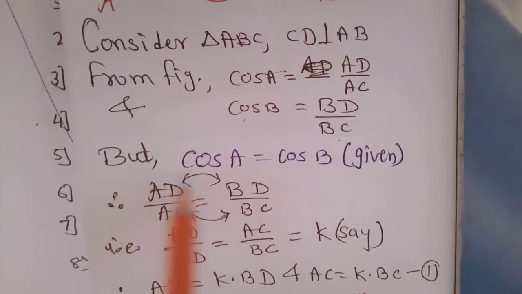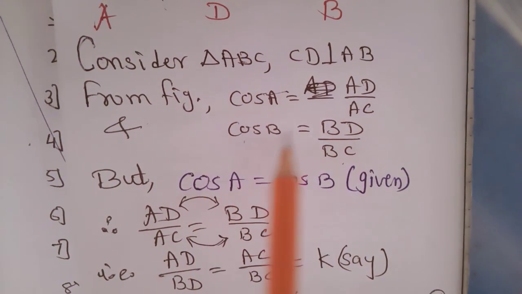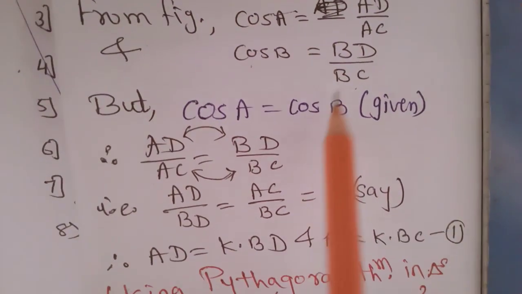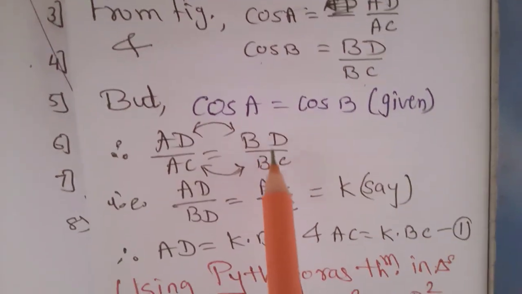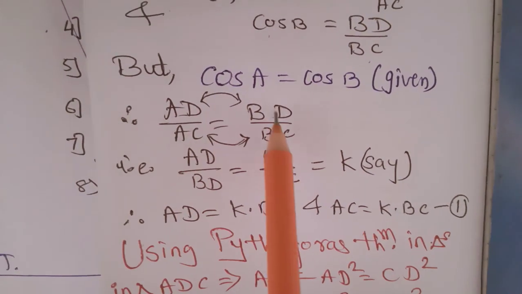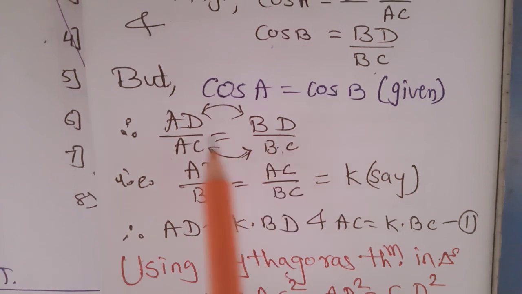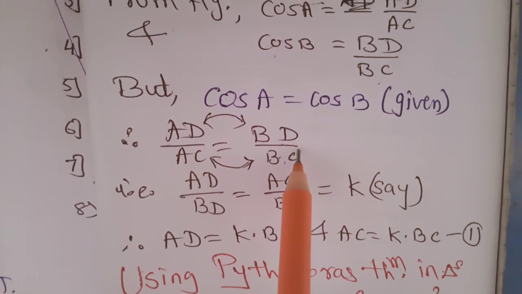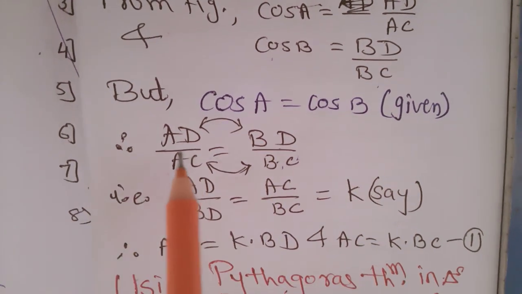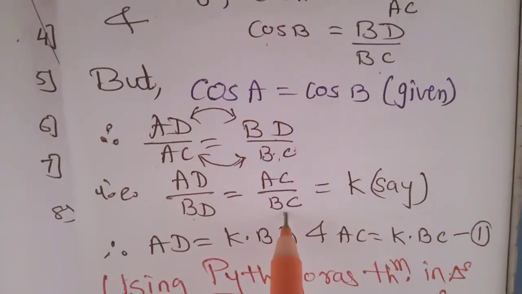But in the question it is given that cos A is equal to cos B. Then the cos A value is AD upon AC, that we put here. The cos B value is BD upon BC, that we again put here. Now see, AD upon AC is equal to BD upon BC. These are two equal ratios. Then using the properties of ratios, we write the ratio of denominators equal to the ratio of numerators. Then AD upon BD is equal to AC upon BC.